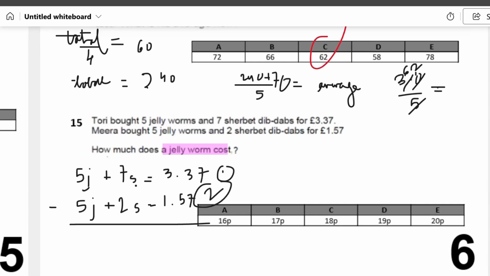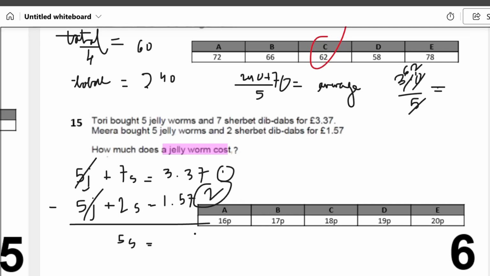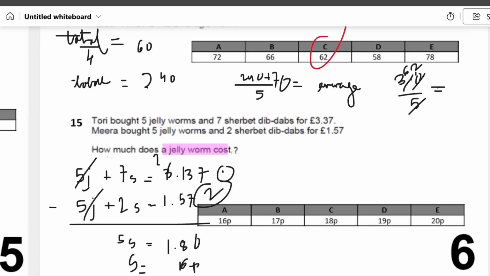So we're going to subtract equation 2 from equation 1. We get 5S is equal to, that becomes 0, 3 minus 5, borrowed from the 3 becomes 13, £1.80. So S is going to equal 16p. Actually, this should be 36p over here. S equals 36p.